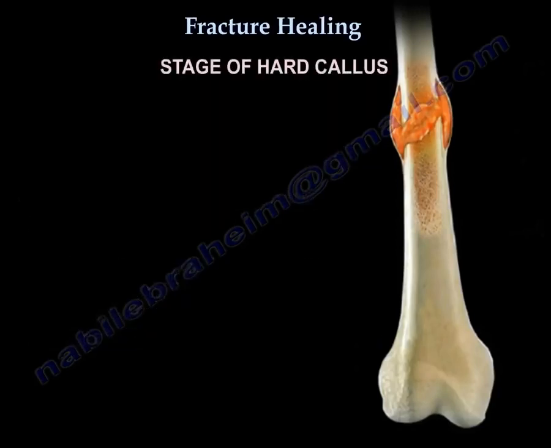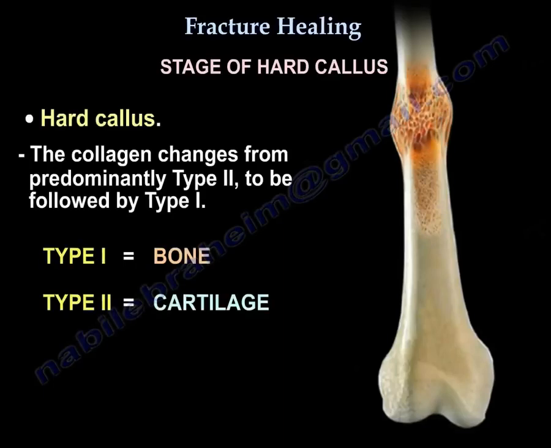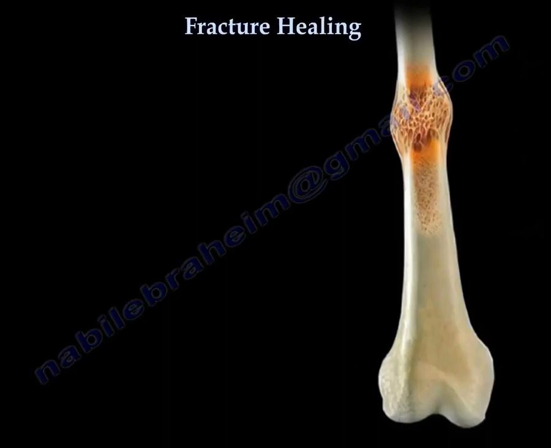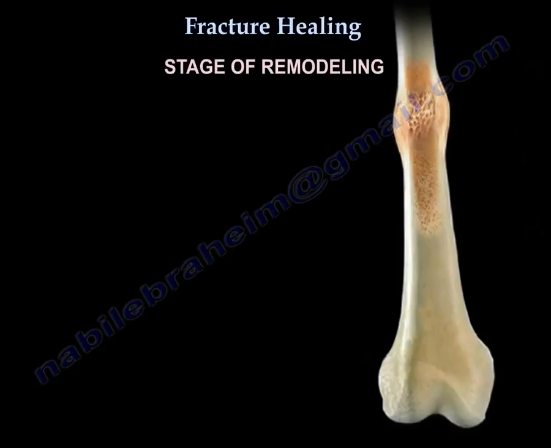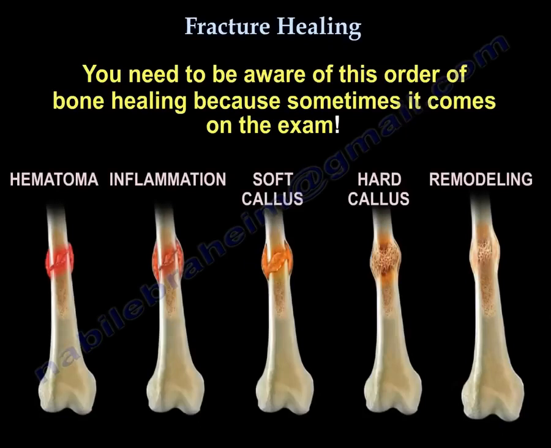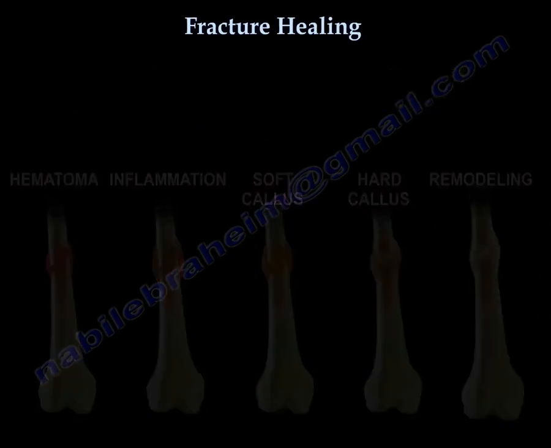After the soft callus, you get hard callus. And the collagen changes from predominantly type 2 to be followed by type 1. Type 1 is bone, type 2 is cartilage. After the hard callus, there is remodeling. You need to know all the stages of bone healing because sometimes it comes in the exam. You need to know the order of bone healing.